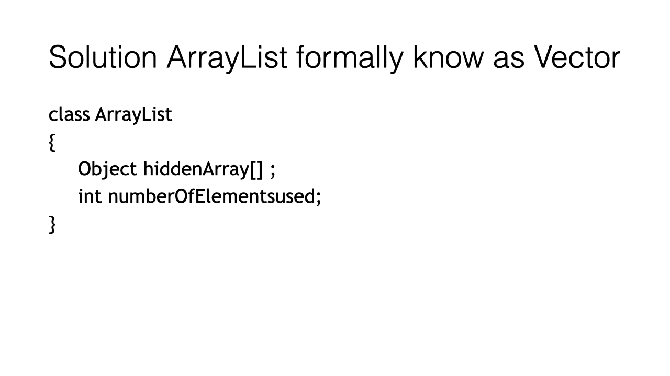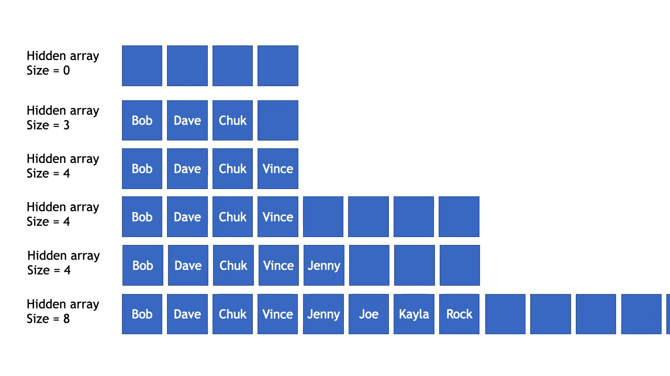The first one of which is, surprise, surprise, an array. The second one of which is a counter that keeps a count of the number of items used. So let's see this in action. Let's create an array, and this is the hidden array inside the array list. So we create one, and it starts off and it will create an array of size, say 4. It doesn't really matter.